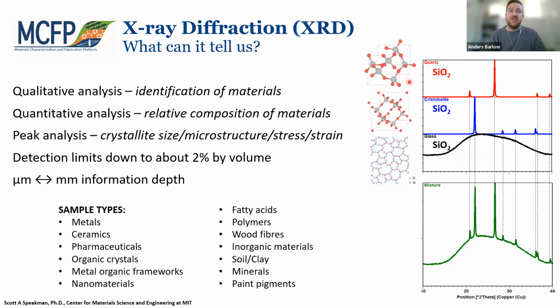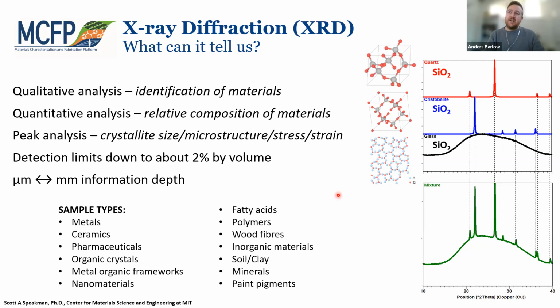And if you had a combination of these three phases in a single pattern, then we can identify that combination from the different peaks present, qualitatively identify them, and semi-quantitatively identify how much of those are present as well. If we then zoom in onto those peaks, we can say things about the microstructure of the material itself. One of the common things that we get asked about is crystallite size. The width of the peak will tell you something about the size of the crystal domains in your sample.